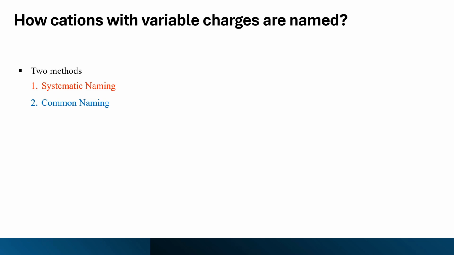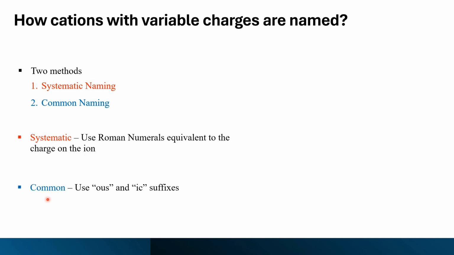We use two different methods to name the cations: one is systematic naming, the other is common naming. In systematic naming, we use Roman numerals equivalent to the charge on the ion. In the common naming system, we use two suffixes, the OUS suffix and the IC suffix.